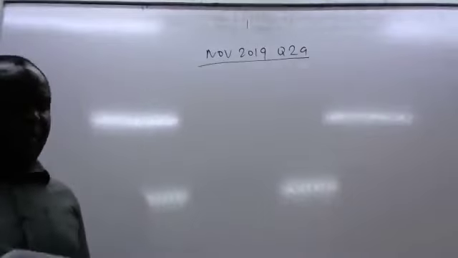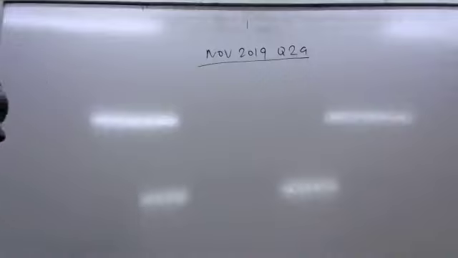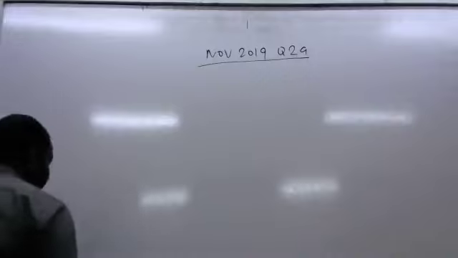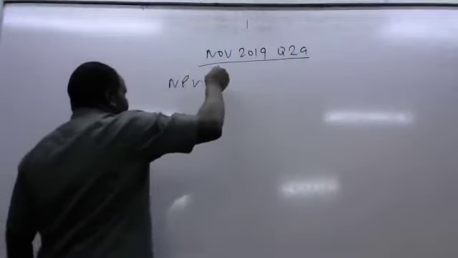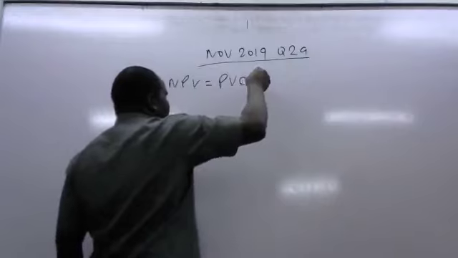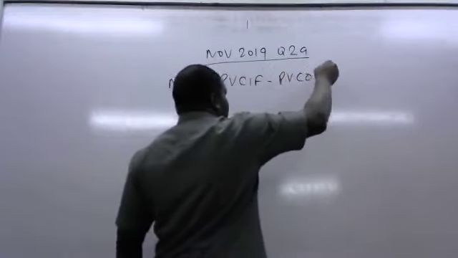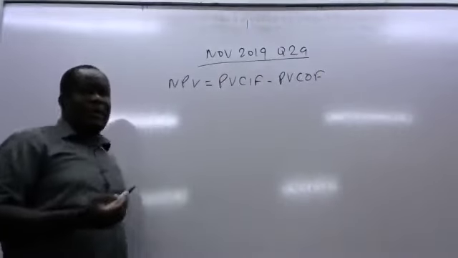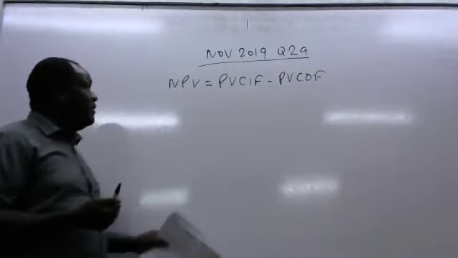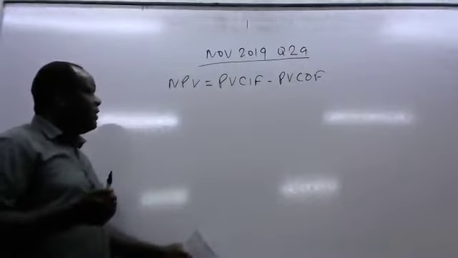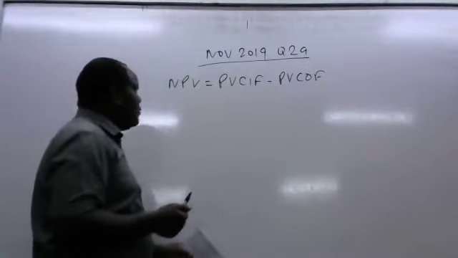Starting with Roman numeral 1, they want you to compute the NPV of each particular project. NPV is given by the present value of the cash inflows minus the present value of the cash outflows. So to compute the NPV, it is simply the present value for the cash inflows, minus the present value for the cash outflows.